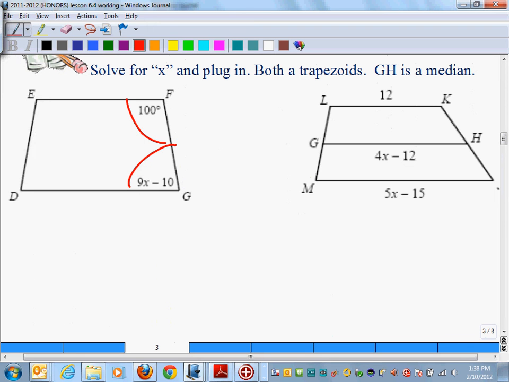Mr. Fields, what do we know about those consecutive angles? Tell us a tidbit. Equal. They're not equal. 180. They add up to 180. Great. Let's solve for x.